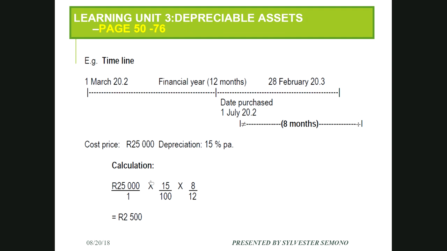The cost is how much? They will give the cost, by the way. The cost will be 25,000. And then the rate, as I said here, is how many percent? 15%. And you must have how many months? Can you see the depreciation is how much? 2,500. Are we together?